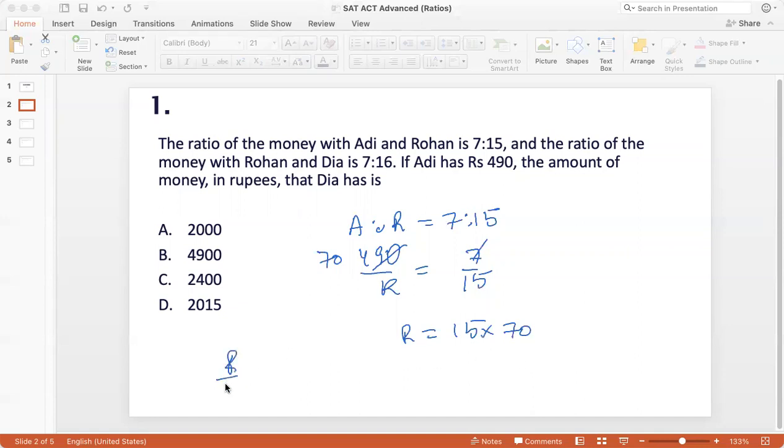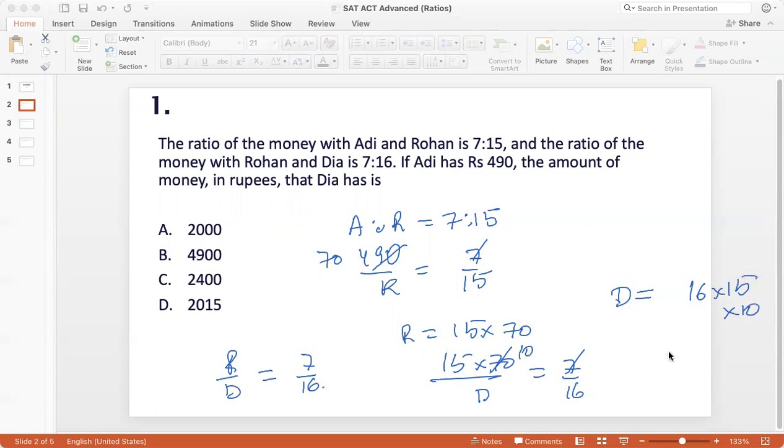And Rohan to Dia is 7 to 16. So Rohan is 15 into 70 to Dia is 7 to 16. This cancels. We have 10 left. So Dia is 16 into 15 into 10, which is 2400. So the amount of money with Dia is 2400, option C.